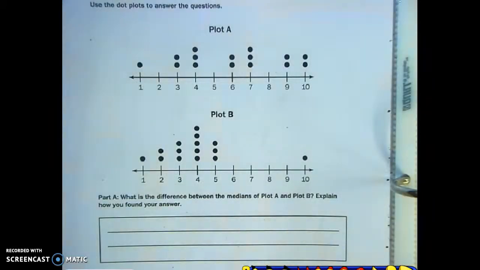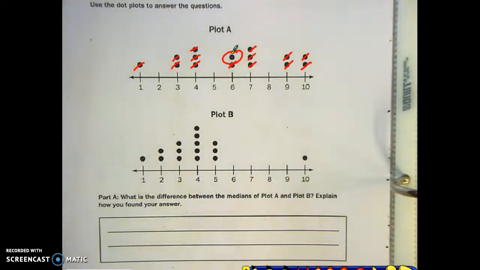All right, the last thing for Unit 5 is dot plots. What is the difference between the medians in plot A and plot B? To find the median, you order your numbers from least to greatest, and then cross them off from left to right until you find what the smallest one is. So my 1 and my 10, 3 and 10, 3 and 9, 4 and 9, 4 and 7, 4 and 7, 6 and 7, and I'm left with 6.